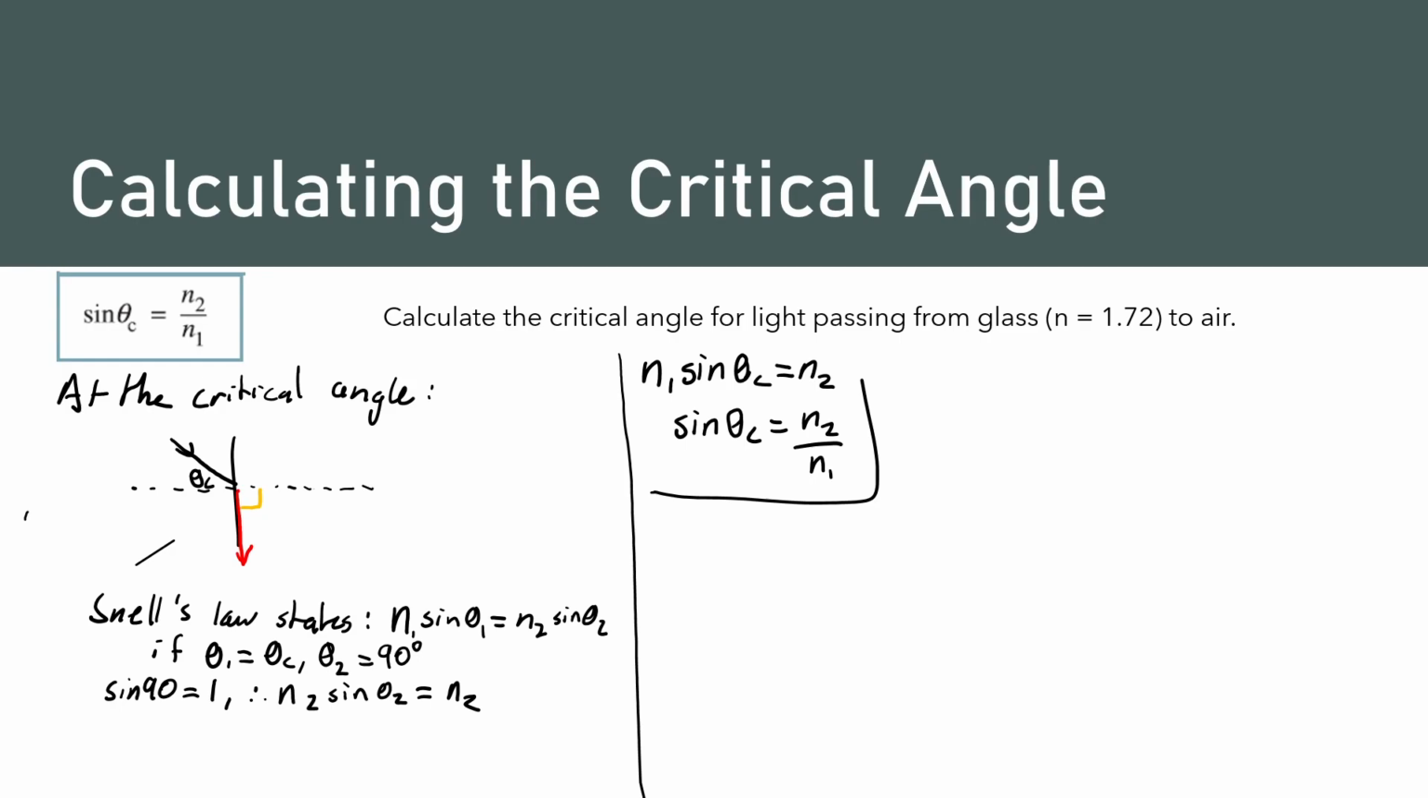Now we can apply this to calculate the critical angle for light. All we would need to know are the refractive indexes of the two mediums. In this case, we've been told that we're passing from glass, where n is equal to 1.72, into air. Now, keep in mind, if you're not being told the refractive index for air, it's very safe to assume that the refractive index is going to be equal to 1.00. So to solve for this, all I'm going to do is draw up a bit of a data column, a diagram, and then I will substitute into our equation.